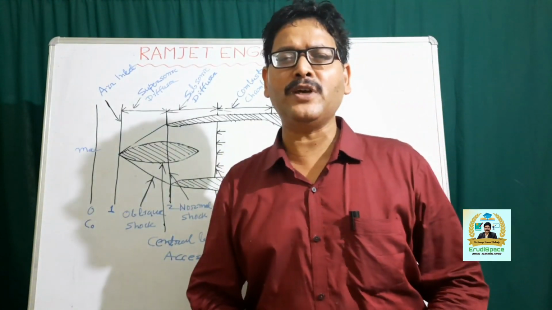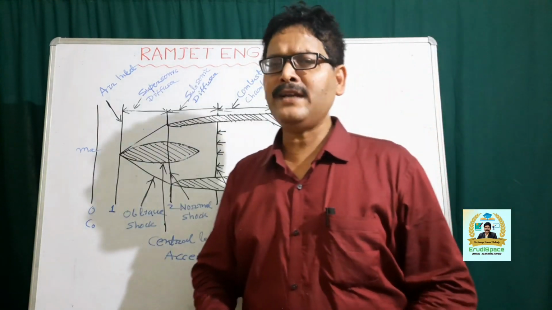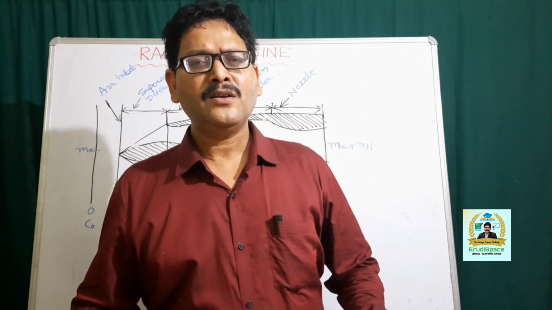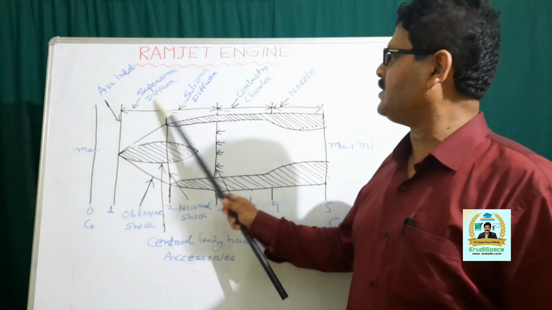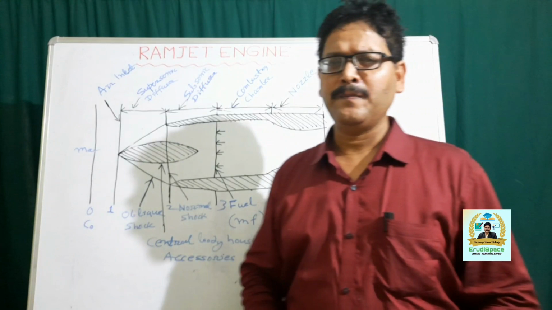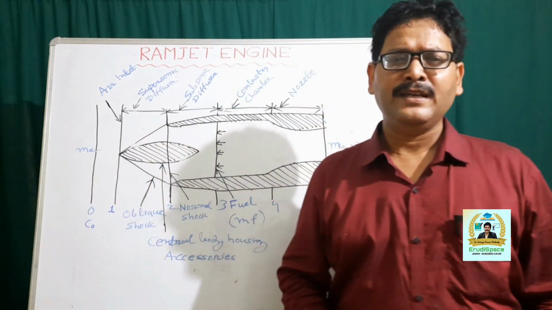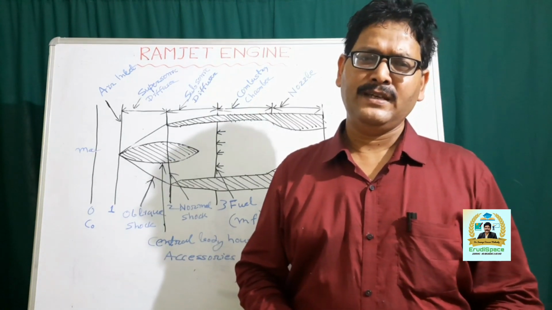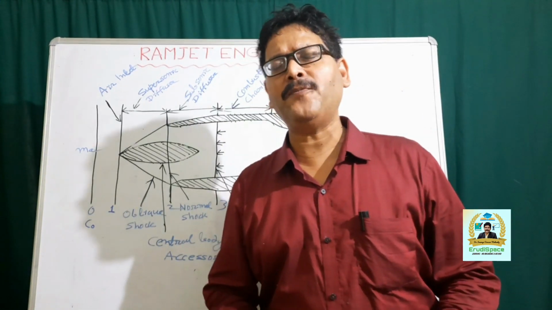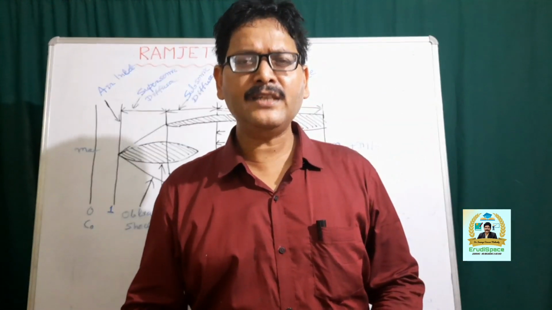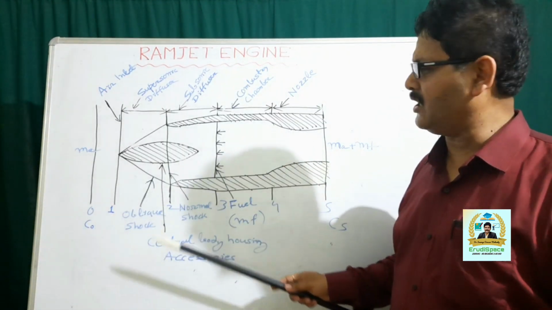Then you have a subsonic diffuser. In the subsonic diffuser, the speed is further reduced and there is a corresponding increase in pressure. Both in the supersonic and subsonic diffuser, the velocity is reduced, or the kinetic energy is reduced, and there is an increase in pressure energy. Of course, not the entire drop of kinetic energy is converted into pressure energy, because you do have shocks and other losses.